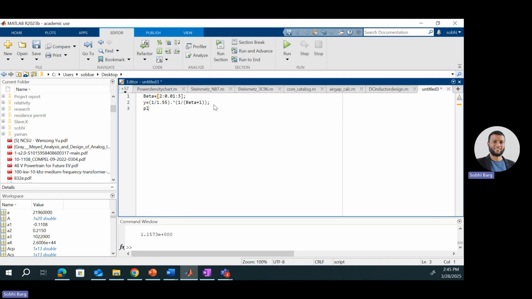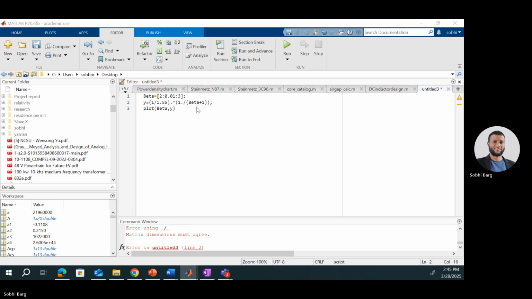I can plot this to see the whole evolution of this function, or the ratio of the optimal number of terms, as a function of beta and y. This y is n opt, the ratio of n opt. So let's see. So here I can show you.